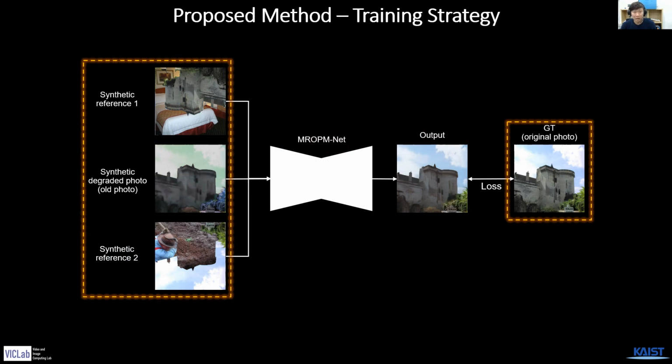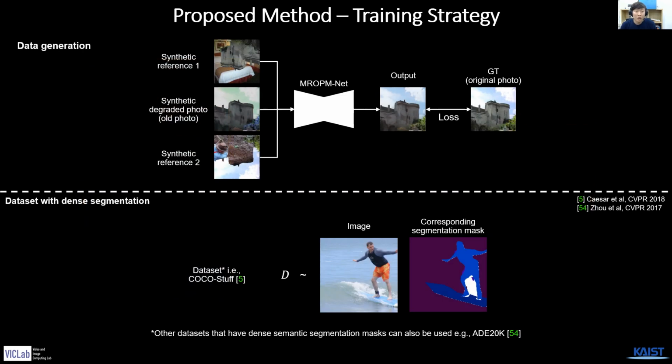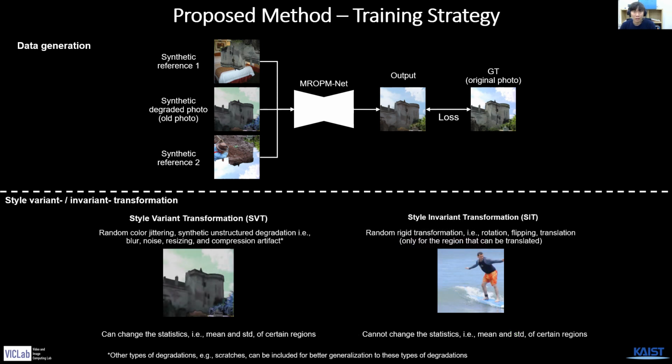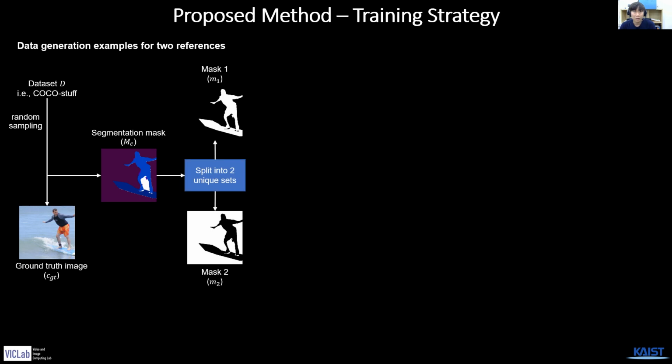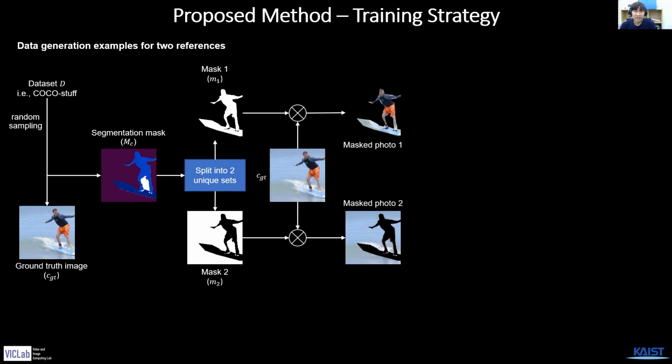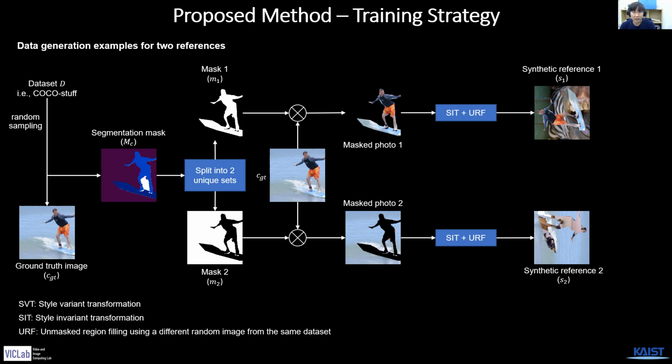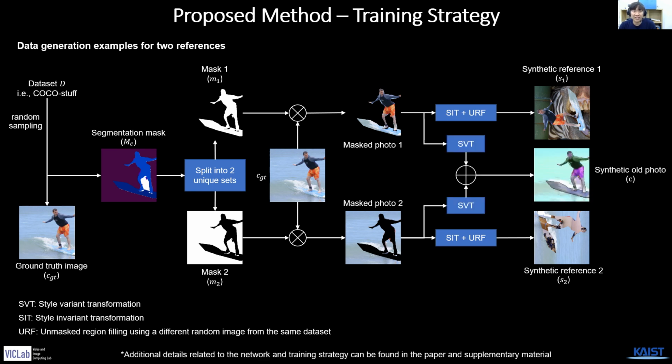The next core idea of our work is a synthetic data generation scheme, since there is no ground truth for old photo modernization tasks. To generate the data, we need a dataset that has a dense semantic segmentation mask for each image. The main idea of our data generation scheme is to use two different transformations, which are style variant and invariant transformations, where the invariantness property depends on whether the transformation alters the style code of any semantic region. Given an image that will be the ground truth and semantic segmentation mask, we split the label of the semantic segmentation mask into two unique sets to make binary masks. Then we multiply the binary mask and the ground truth image. To make the synthetic reference, we apply SIT and fill the unmasked region with a random image. Meanwhile, we apply SVT to make the synthetic old photo.